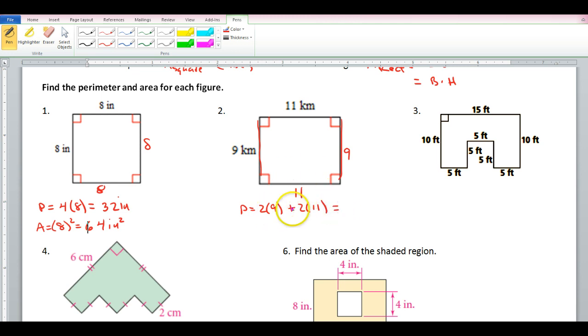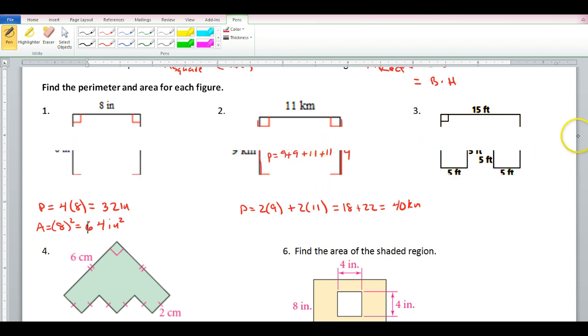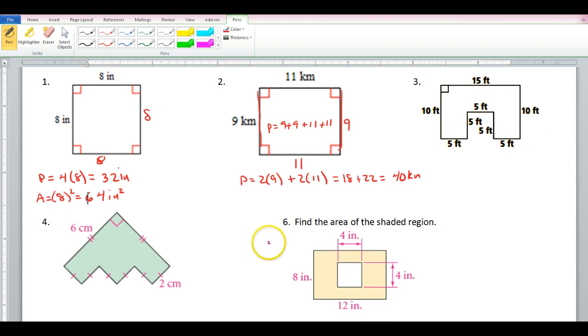Alright, and that would give you 2 times 9 is 18 plus 22, which is 40, and this would be kilometers. Now the other way you could do it is just do 9 plus 9 plus 11 plus 11, and you would get the same exact answer. Alright, just adding up all the sides. The area, again, is length times width, and that would give you 9 times 11, which is 99 kilometers squared.